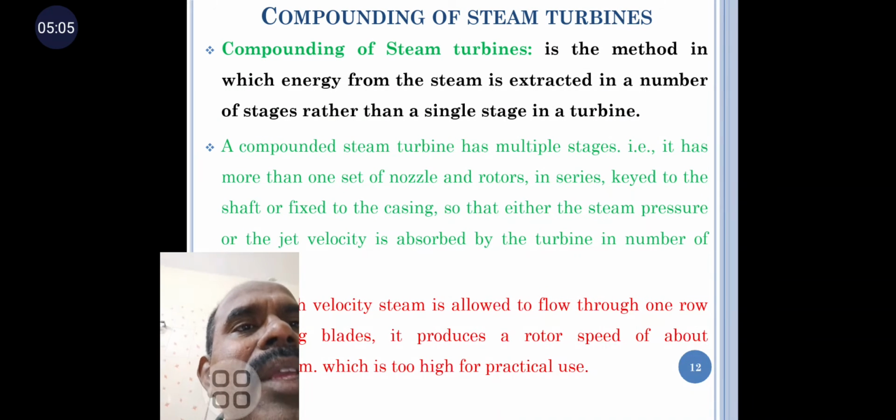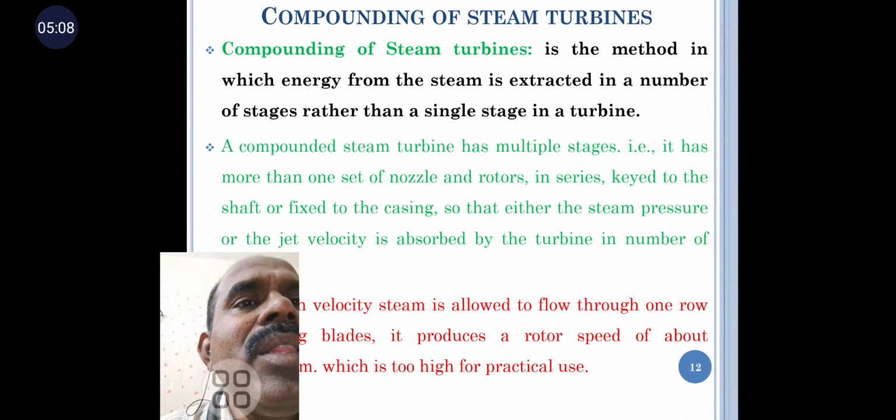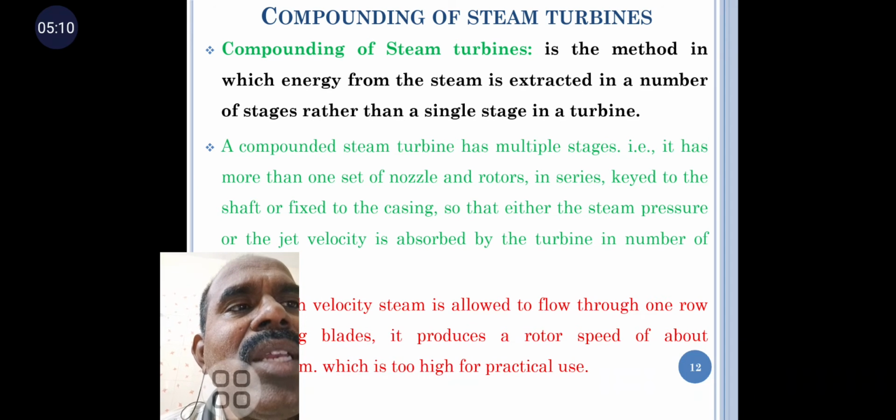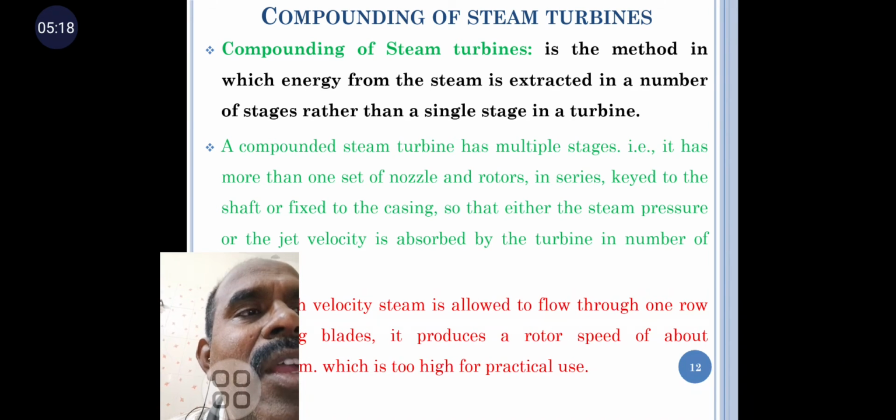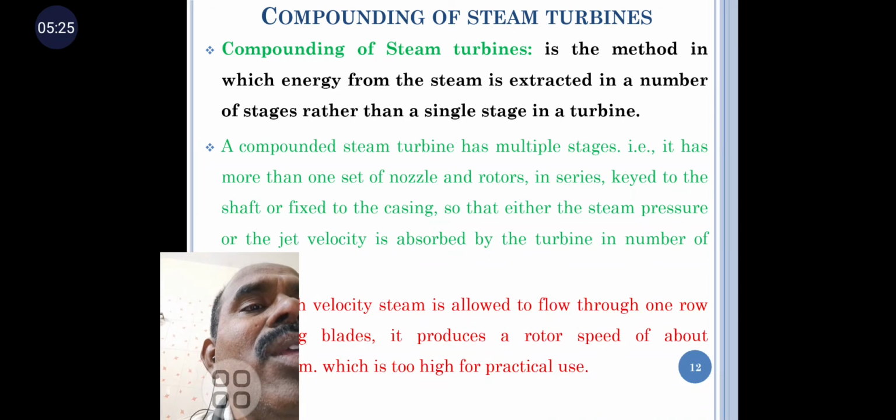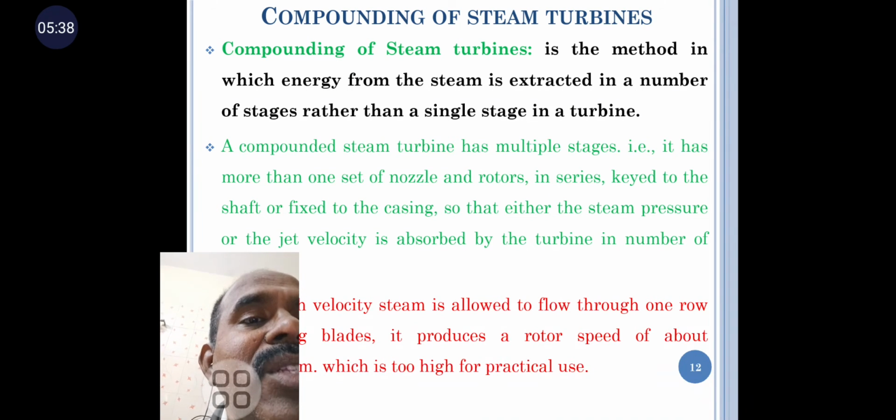Next, compounding. Compounding of steam turbines is the method by which energy from the steam is extracted in a number of stages rather than a single stage. That is, stages are increased to reduce the RPM of the rotor. The compounding steam turbine has multiple stages, that is, more than one set of nozzles and rotors in series, keyed to the shaft or fixed to the casing. Either steam pressure or jet velocity is absorbed by the turbine in a number of stages.